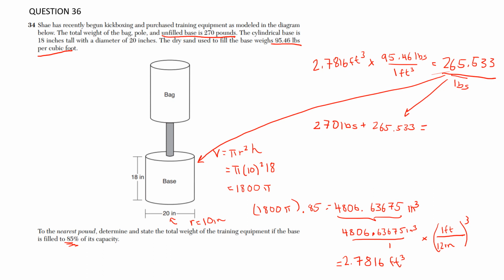And with that, we get a final answer of 535.533. And remember, it tells us to do it to the nearest pound down here. So let's make sure to do that. Because it's 0.533, we round up. So we get 536 pounds as our final answer.